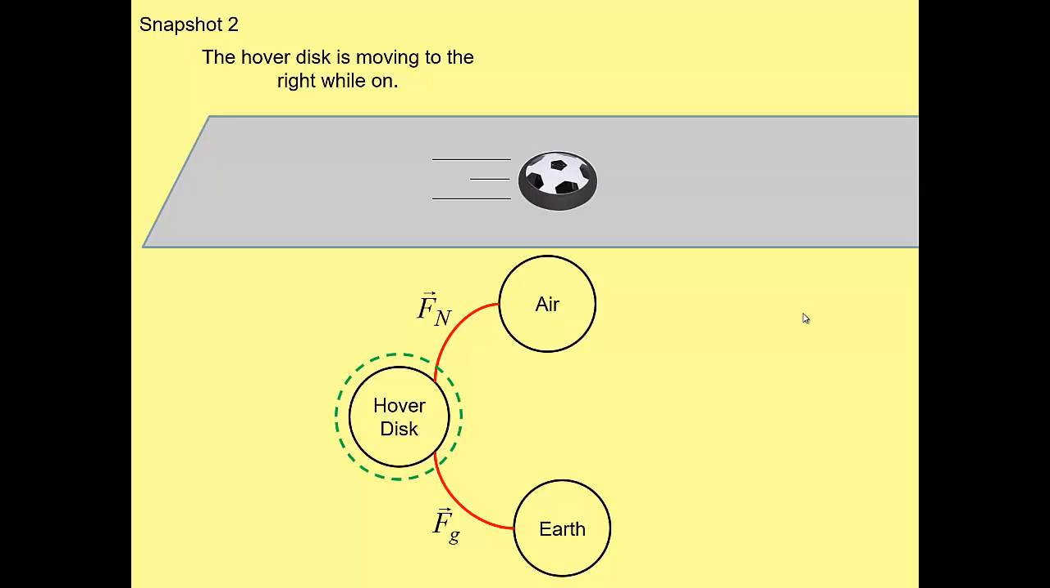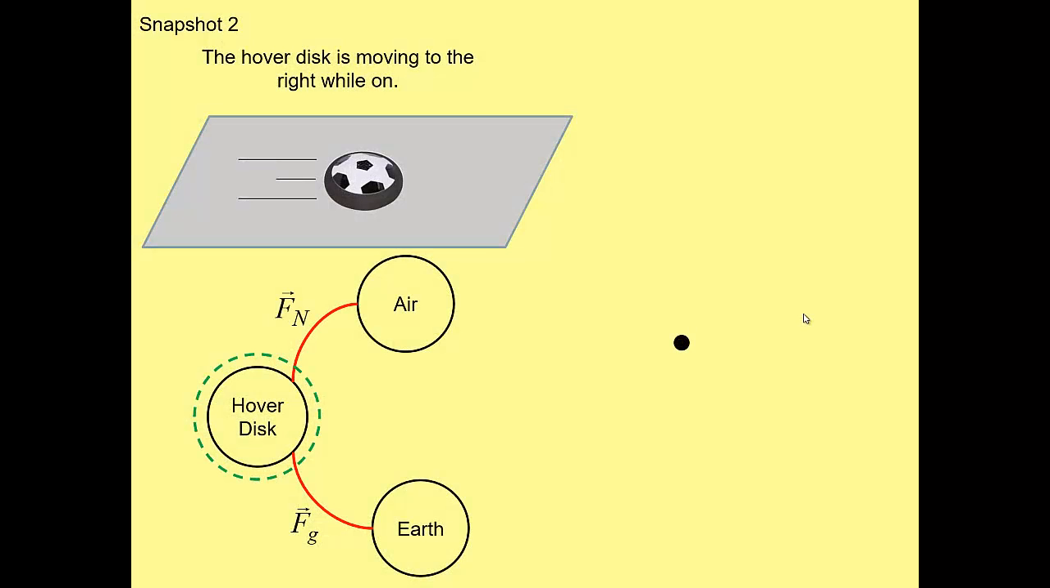So if the hover disk is our system, let's draw a force diagram. There's the hover disk. And again, remember, we're looking at it when we took the mental snapshot. We've got a force of gravity, which would act downward. We've got a support force, a normal force, which would act upward.